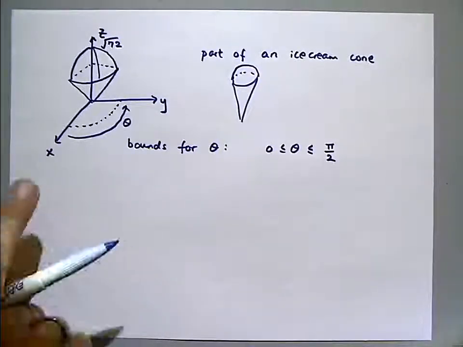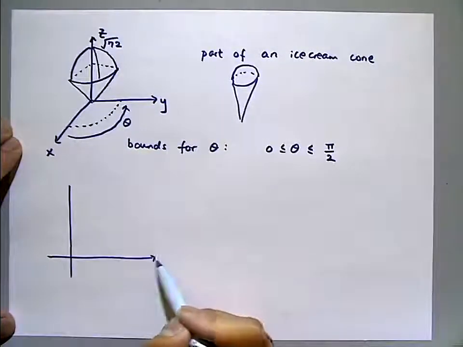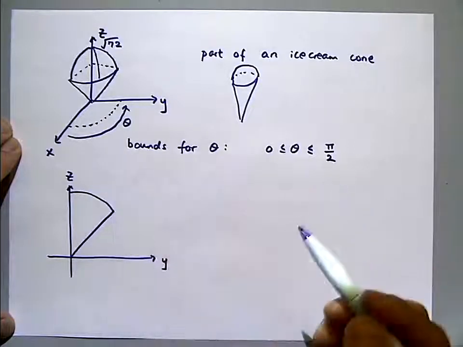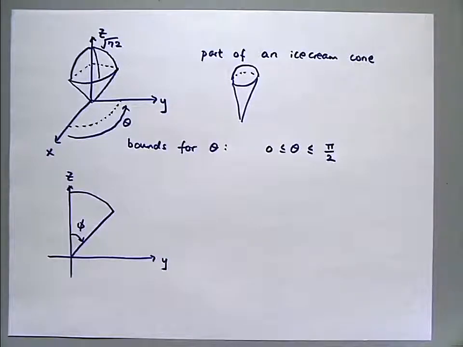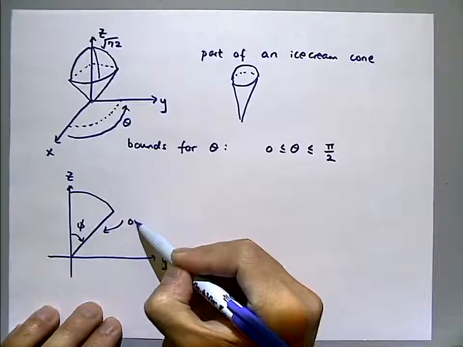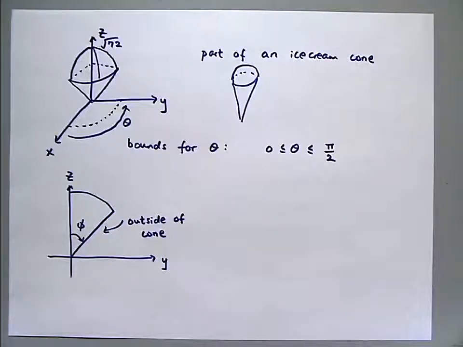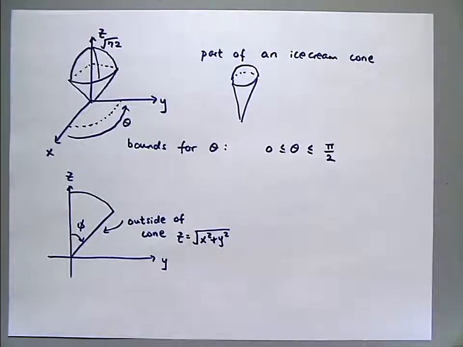Let's look at phi. Next, let's look at the projection of this onto the zy plane, from the side of that. And this is phi right here. And this line here is the outside of the cone. And the rounded part on the top is the portion of the sphere that's capping the cone. And this cone, remember, is z equal to the square root of x squared plus y squared. Okay, so who can figure out what angle that is? Knowing this equation, what is the value of phi?